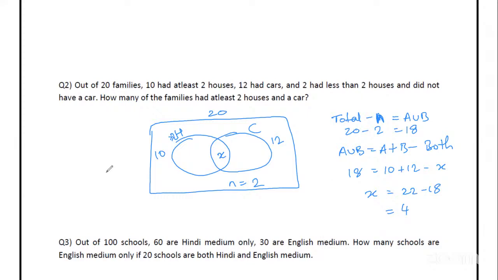Another way to solve this is that this region would be 10 minus X, and this region would be 12 minus X. I know that everything within the region would be 20 minus 2, which is 18. So 18 is equal to 10 minus X plus X for this one, and then plus 12 minus X. So this X and X cancels. You have 22 minus X, same thing, but just another approach.